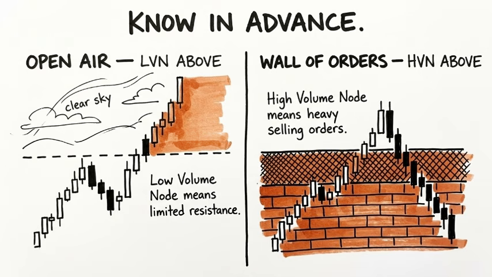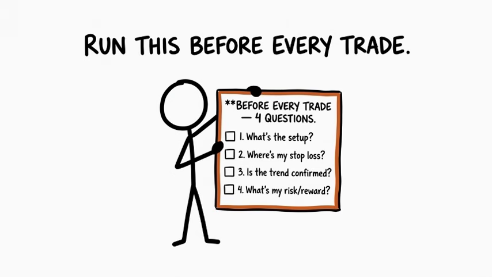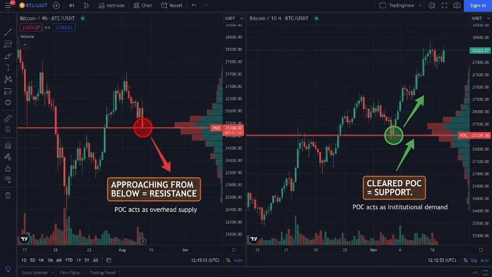Here is a complete framework for incorporating volume profile into your existing analysis. Before every trade, run through 4 questions. Where is the POC relative to my entry? If price is approaching the POC from below, expect resistance there. If it has already cleared, the POC becomes support.